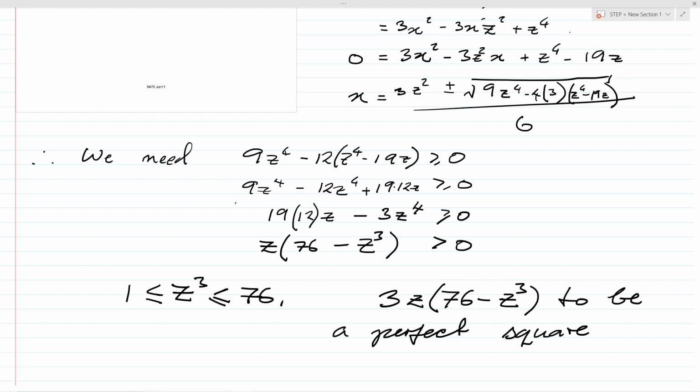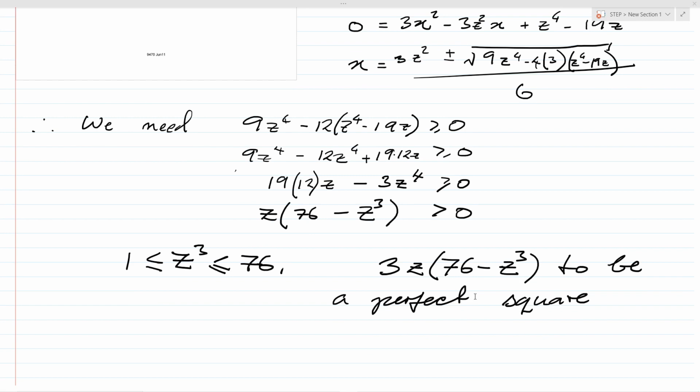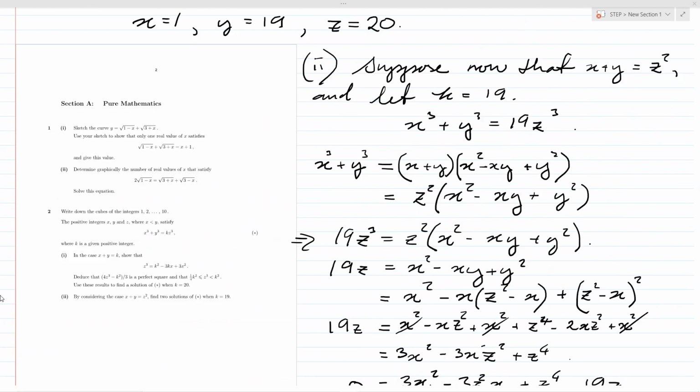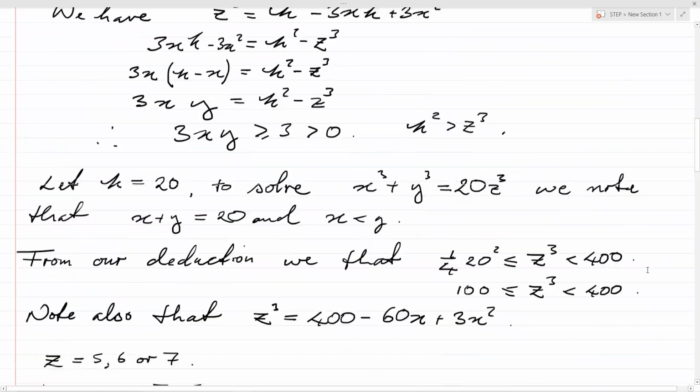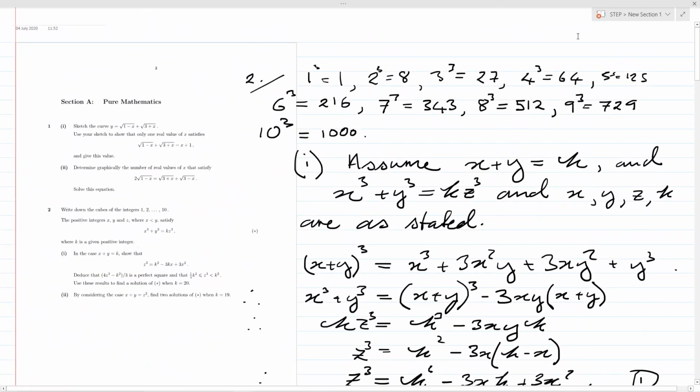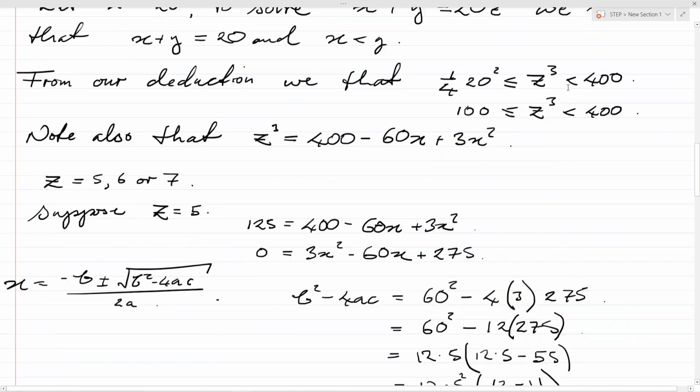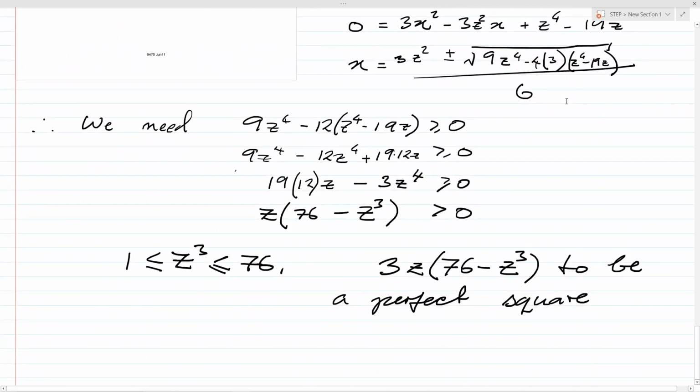Okay, so what does that mean? Well, it means that we have to think about this one first. So we want to think about all the cubes less than 76. That's fairly easy, because we can look at them up here. We're lazy, but we can see that z is between 1 and 4, so z is equal to 1, 2, 3, or 4.